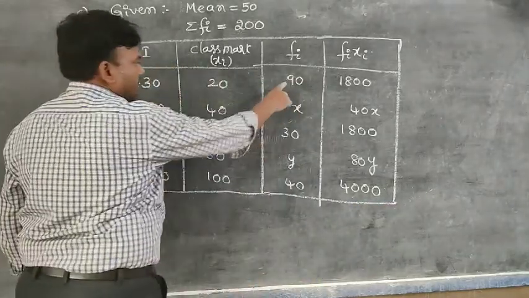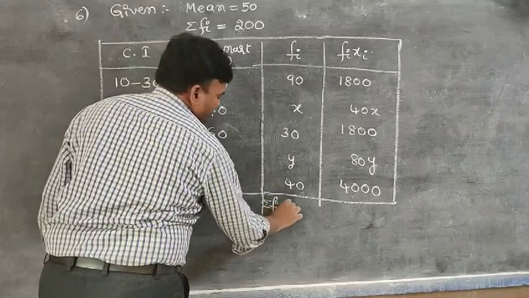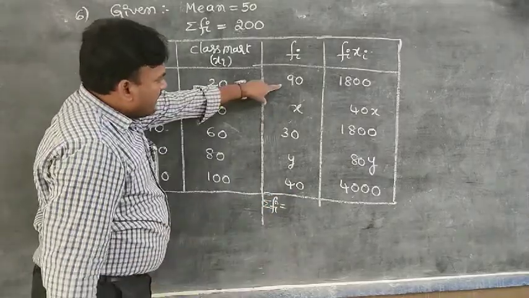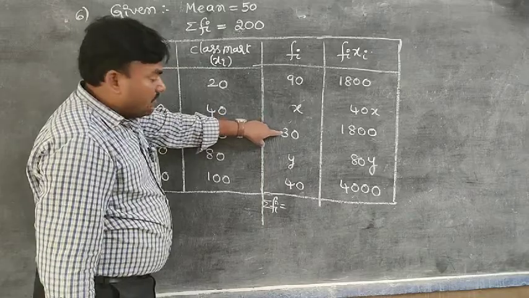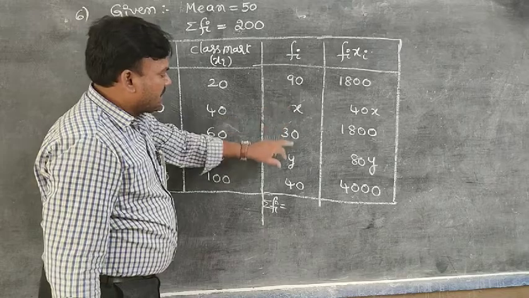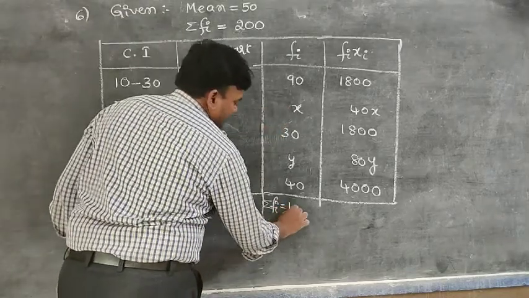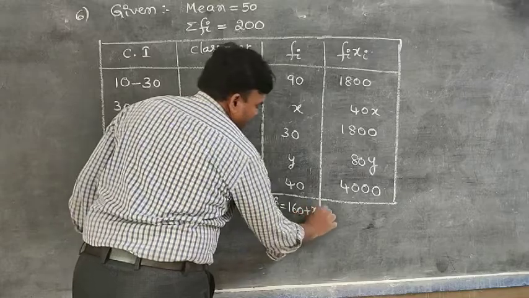Next one, summation Fi. So summation Fi equal to 90 plus 30, 120, 120 plus 40, 160, 160 plus x plus y. This is summation Fi value. So 160 plus x plus y.